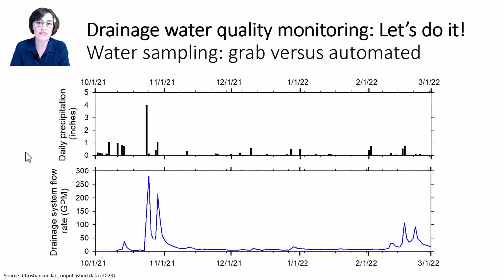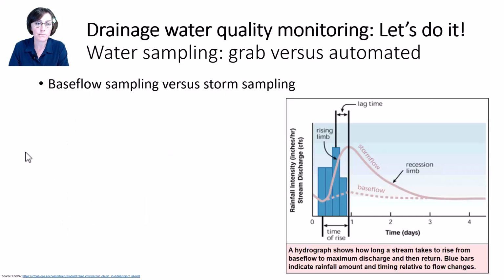Most tile drain fields will have consistent periods of base flow, where the water table is just being lowered to the level of the tile and the flow rates are relatively consistent. But when you have a storm or rainfall event, you see a peak in tile drainage flow rates, depending on how dry the soil was previously, and that is a storm flow.